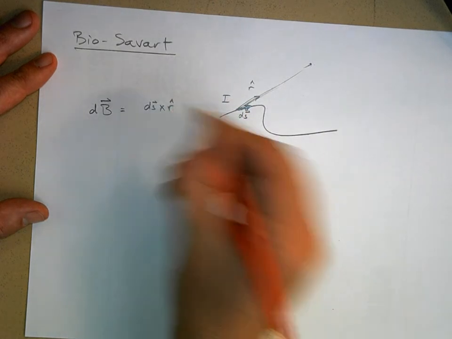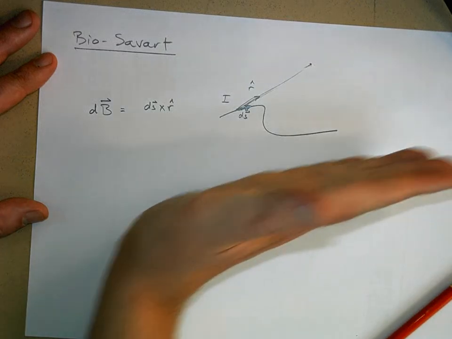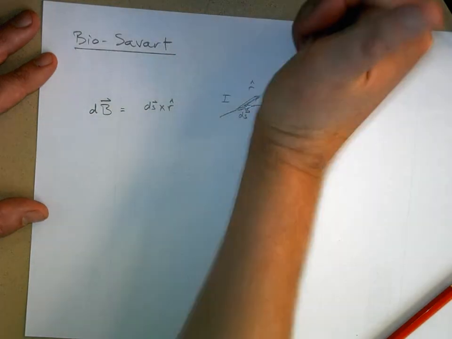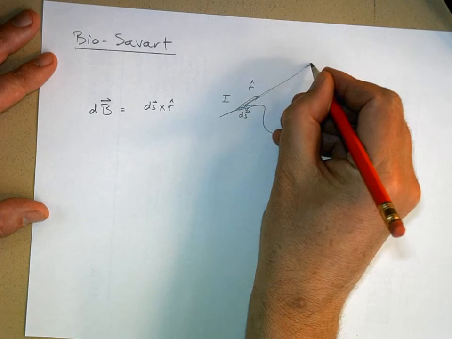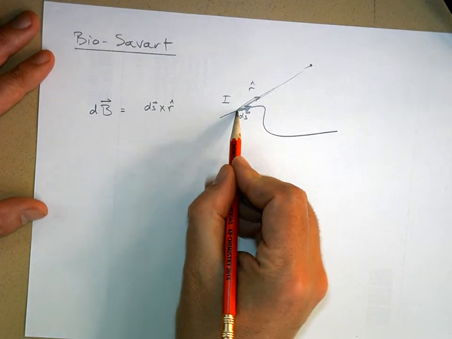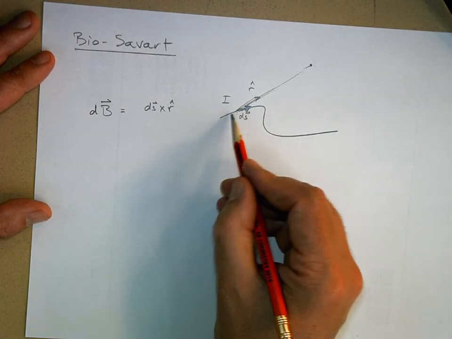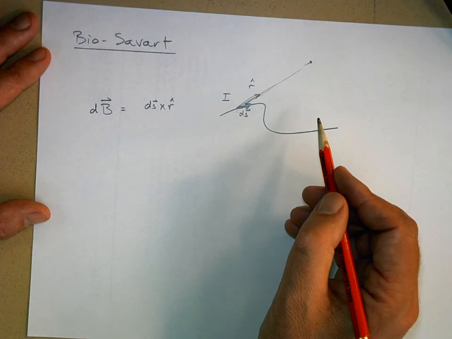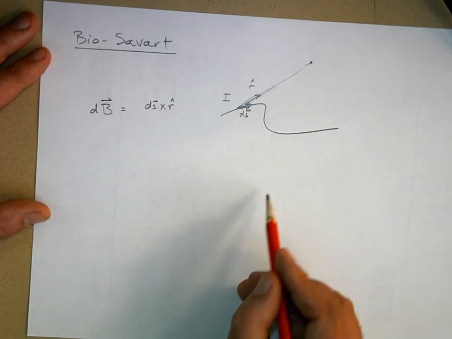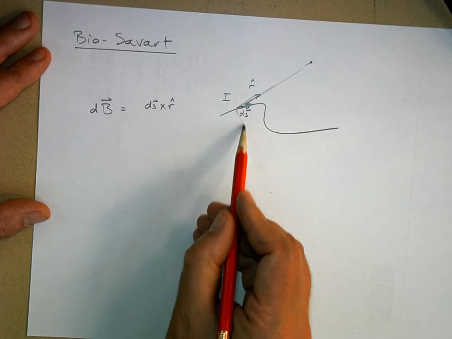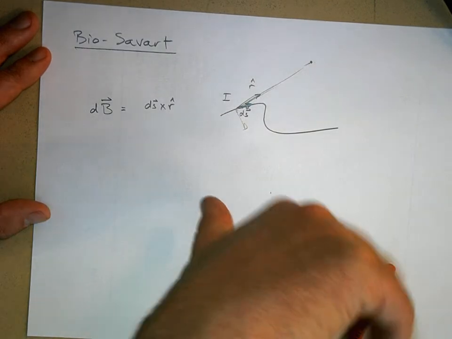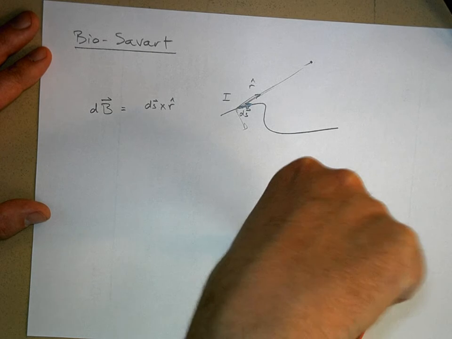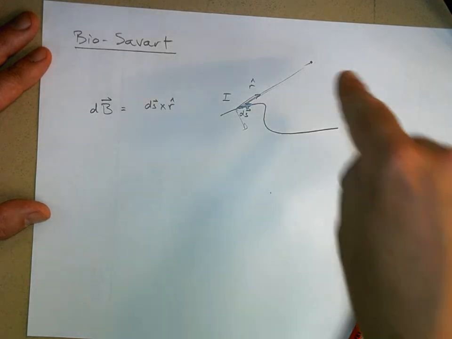So I go ds cross r hat. That means my thumb is going to point out of the page. And so the magnetic field created by this little segment of current running through this wire is going to be out of the page on this side. Now if I was over here, ds cross r hat, my thumb would be into the page, so the magnetic field would be into the page over here. But it's out of the page on this side of the wire.